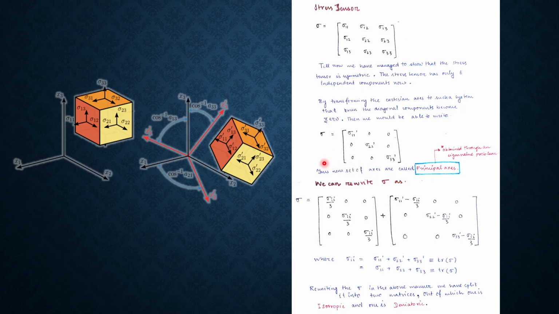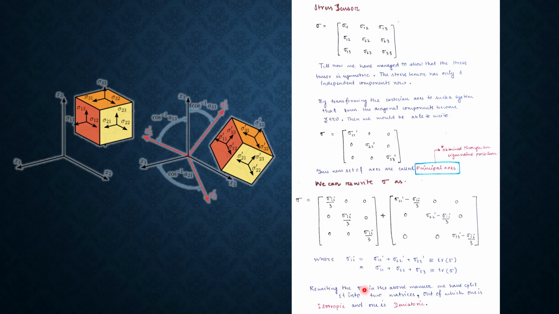Now that we have got a new expression for sigma, a very simple one, we can rewrite it as this: sigma ii by 3, sigma ii by 3 in the diagonals and all other components as 0. And when we subtract this matrix from this, we get this matrix. Now these matrices do have a physical significance and names too, but I'll come to that later. Where sigma ii in this expression is nothing but the trace of the stress tensor matrix.